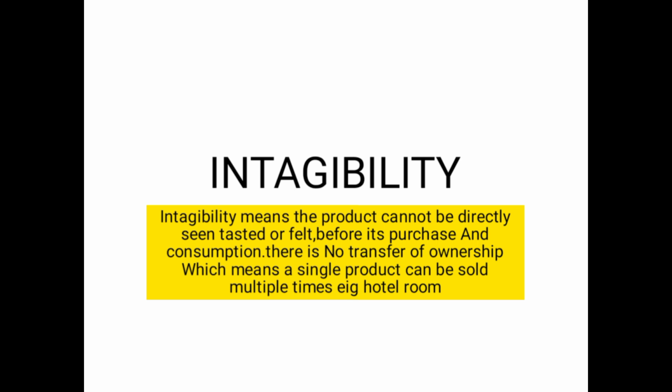So intangibility means the product cannot be directly seen, tested, or felt before its purchase and consumption. Therefore, there is no transfer of ownership, which means a single product can be sold multiple times, e.g., a hotel room.